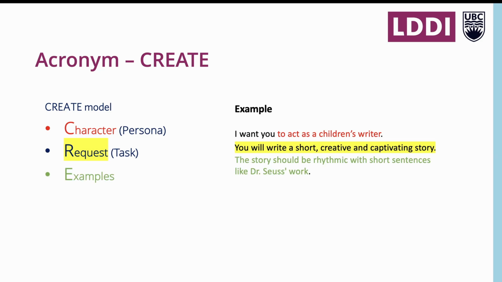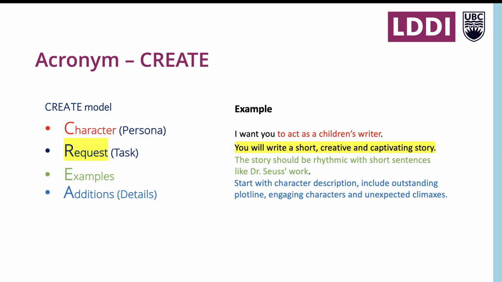Then we need to give some examples. That adds even more context. So maybe it's like Dr. Seuss. We add some additions. We want this detail and that detail regarding the story, and then the type of the output, and extras. So you see how we're adding all of these things together: specifying the output, specifying the extras, also the examples.